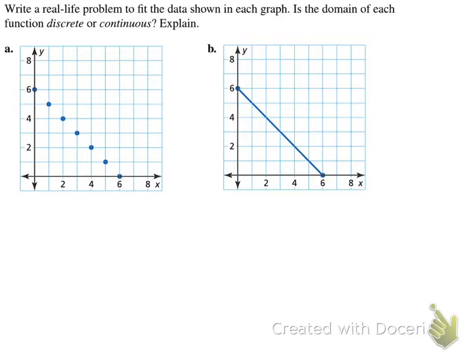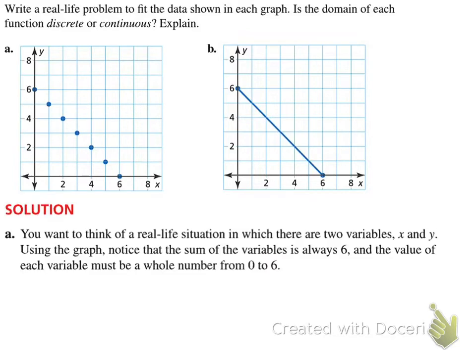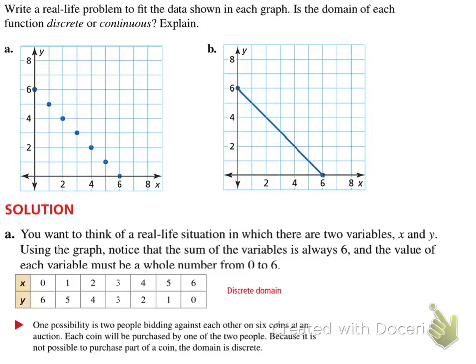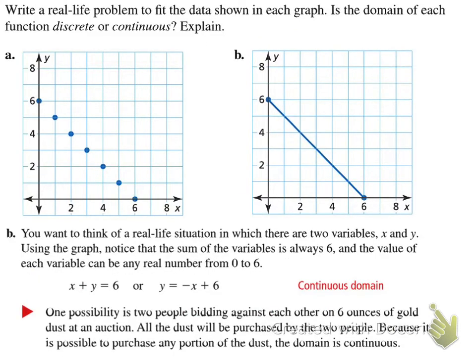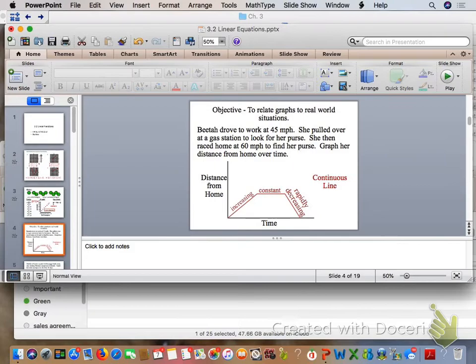If you want to think of a real life one, here's an example: two people bidding on each other on 6 coins at an auction. All right, that's it.